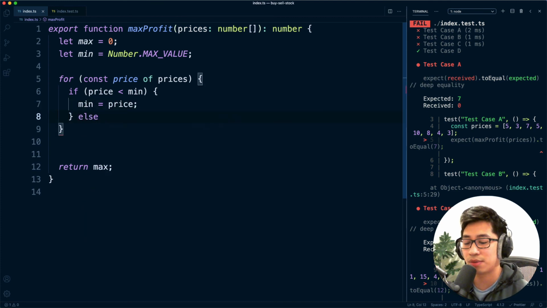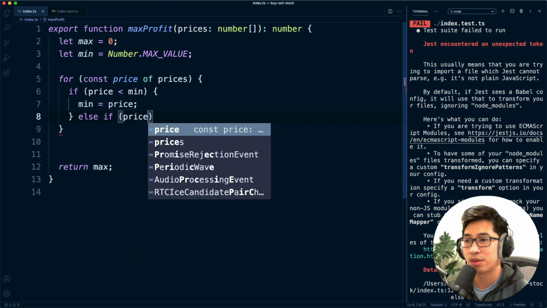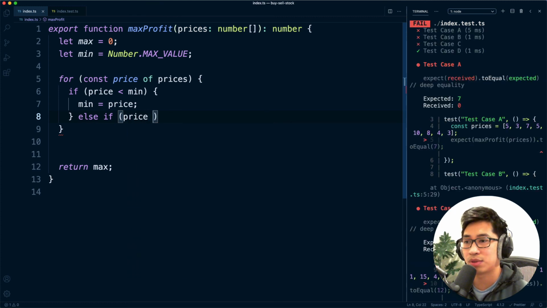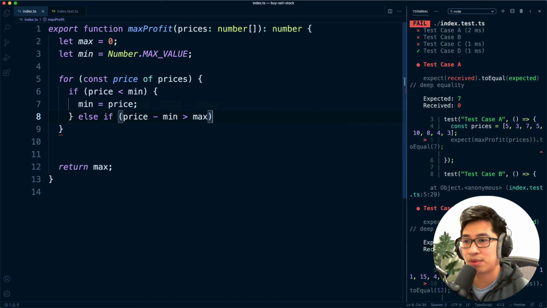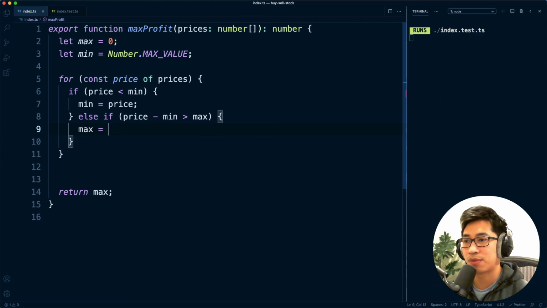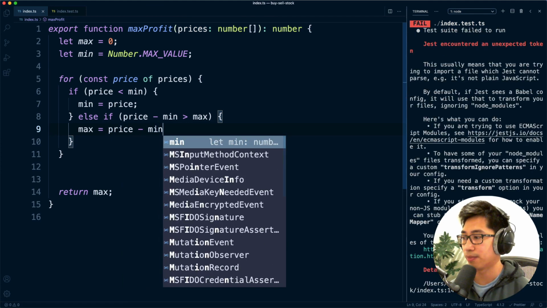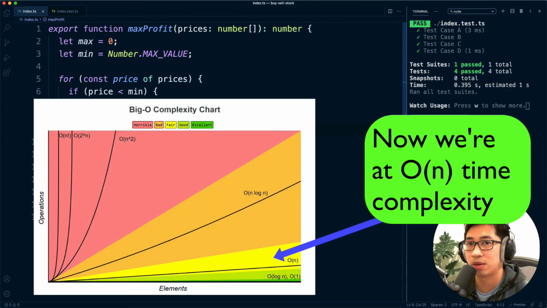And then we also said that if the next price is higher, right? So it would be a case that goes beyond this. If price is higher than the min, then we should calculate the profit. So if we did price minus min, and that's greater than the max profit we've seen so far, which initially is just zero, we're then gonna save that value as the max profit so far. Okay, and again, notice that our test cases are now passing, so we're back to a valid solution. So that's pretty much our solution.